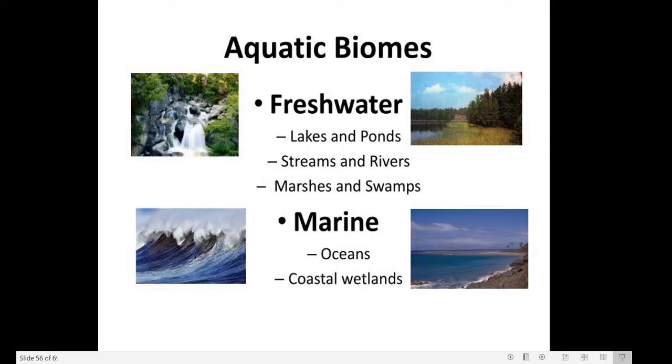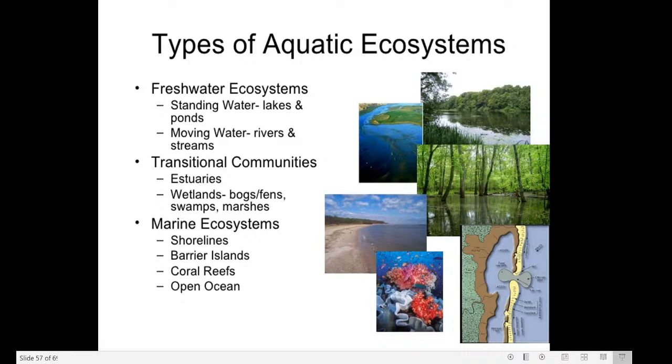As for the types of ecosystem, I already mentioned the freshwater ecosystem and the transitional ecosystem, that is the wetland, and the marine ecosystem, with different coral reefs and open oceans. These are all the marine ecosystems.